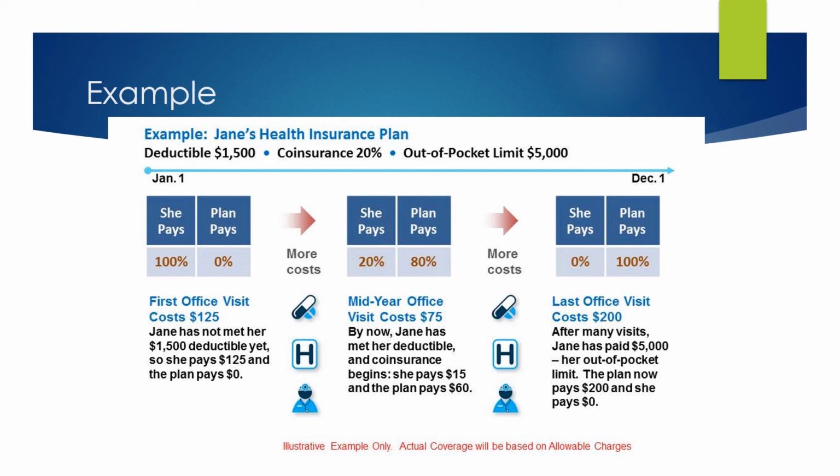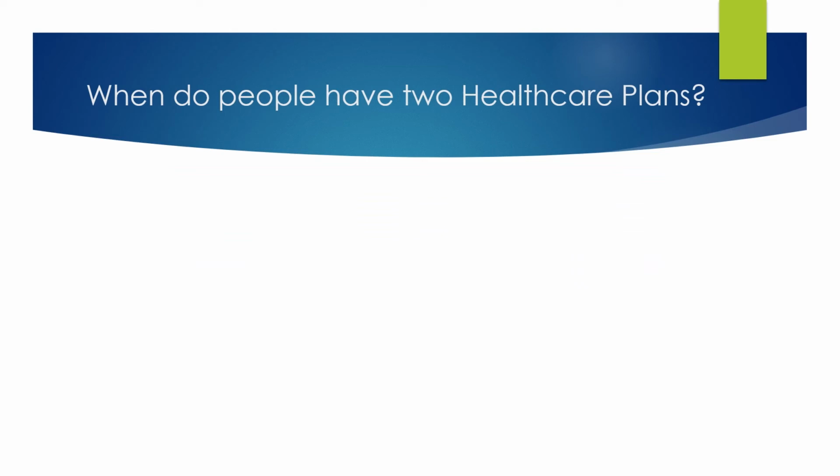After additional healthcare costs throughout the year, Jane has now met her out-of-pocket maximum of $5,000. Her last office visit of the year cost $200. The plan will pay the entire amount and she will not pay a copay. Let's head to the next slide.